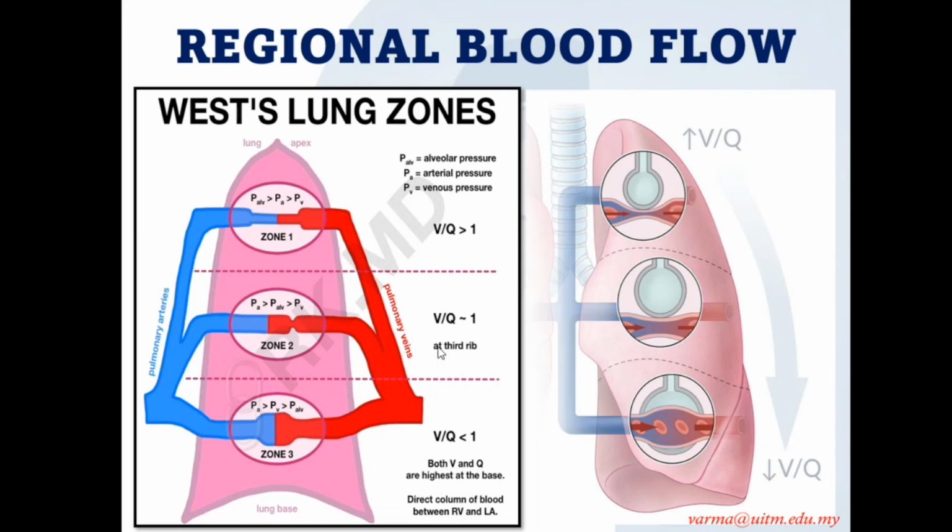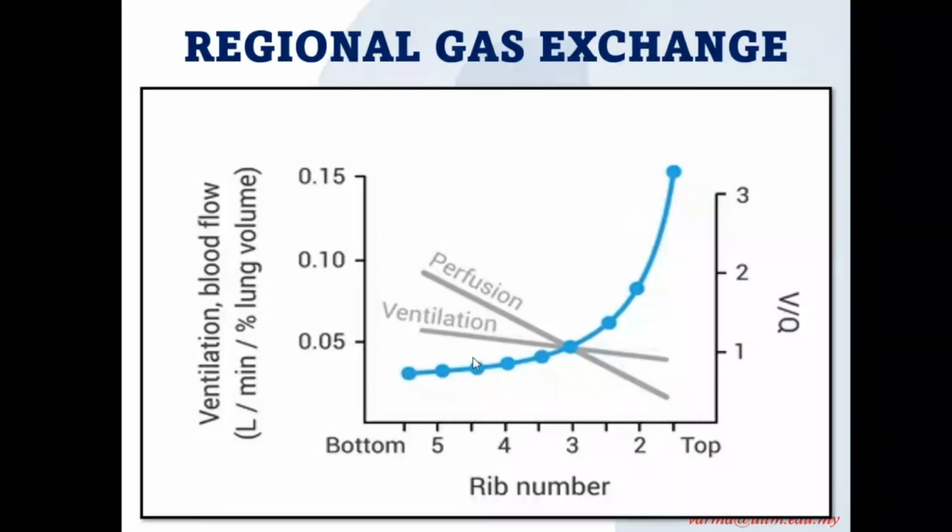Perfusion is related to your West lung zones, and your ventilation is related to apex to bottom because of the distension of the alveoli, which is easier to distend, and it's all based on the gravitational effect and the compression of the pulmonary capillary, and the ease with which the alveoli distend and collapse.